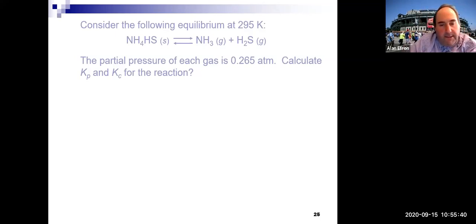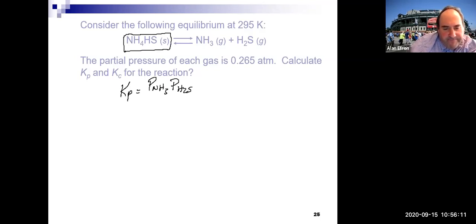Okay, so let's take a look. Same sort of approach here, since we're looking for both the Kp and the Kc, we want to think about which one most logically makes sense to start with. And since we're given the pressures here, Kp would seem to be the most logical one. So we'll start with our Kp expression. And again, it's going to be our products over reactants, the pressures. So it's going to be the pressure of NH3 times the pressure of H2S. And on our reactant side here, we do have a solid, so we will not include that in our expression. So that is what we've got going on here.